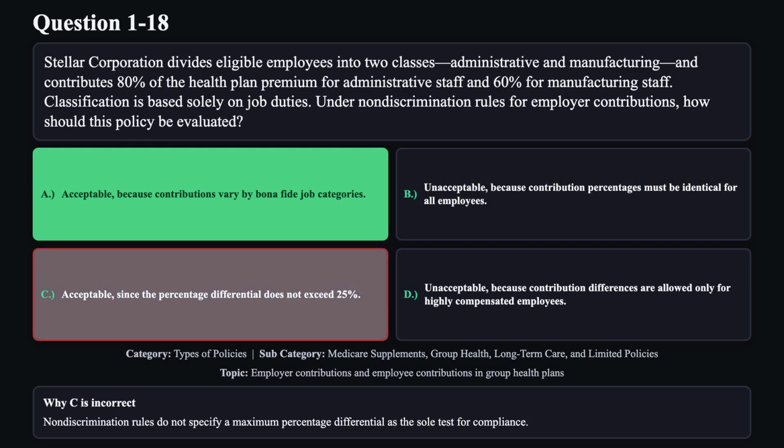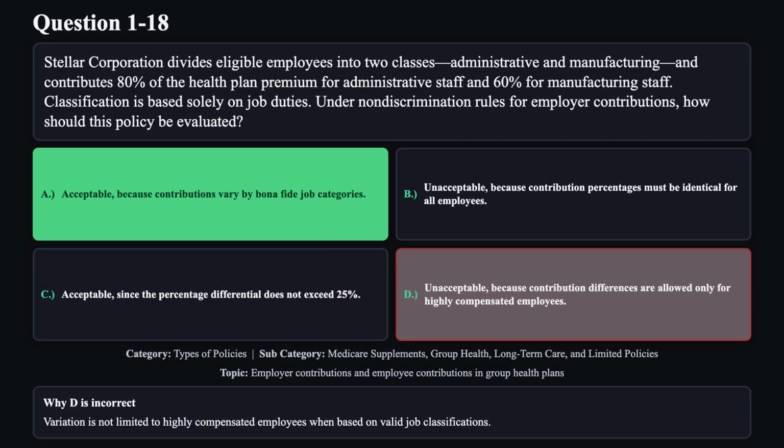Reason C is not correct. Non-discrimination rules do not specify a maximum percentage differential as the sole test for compliance. Reason D is not correct. Variation is not limited to highly compensated employees when based on valid job classifications.